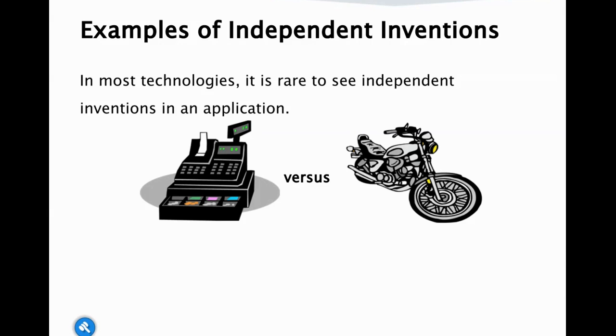In terms of effect, the effect of a cash register is to provide and keep track of money, while the effect of the motorcycle is to get the rider from one location to another. Thus, there is no connection between the two inventions in terms of operation.